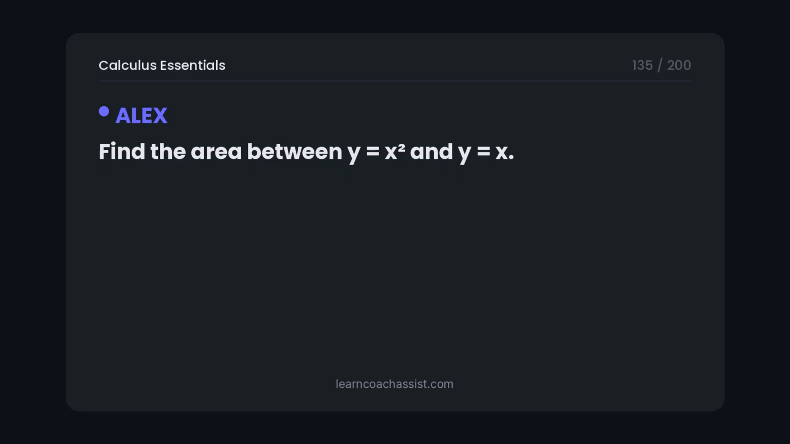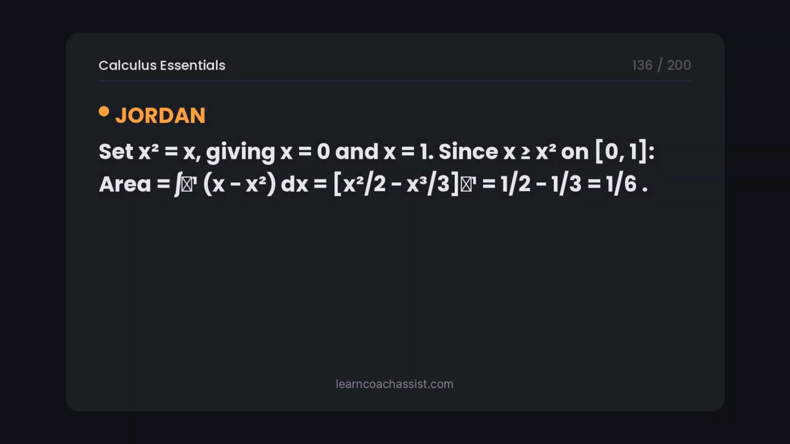Find the area between y = x² and y = x. Set x² = x, giving x = 0 and x = 1.